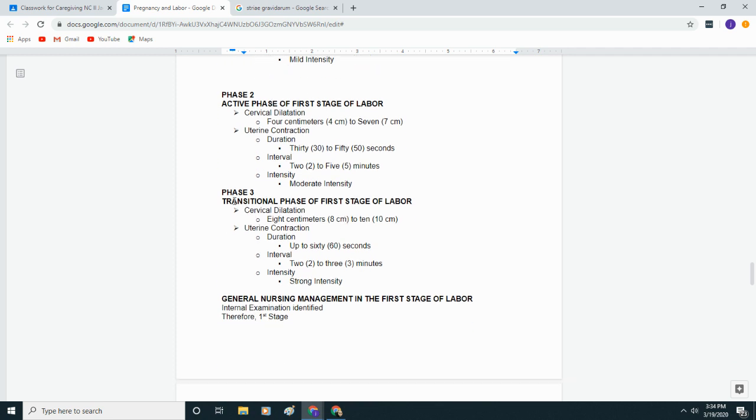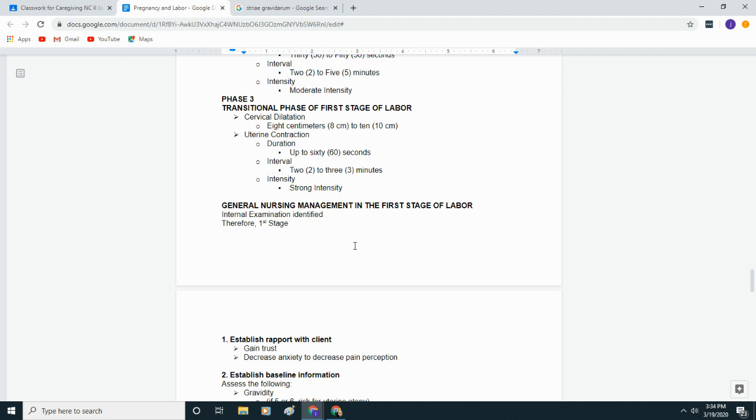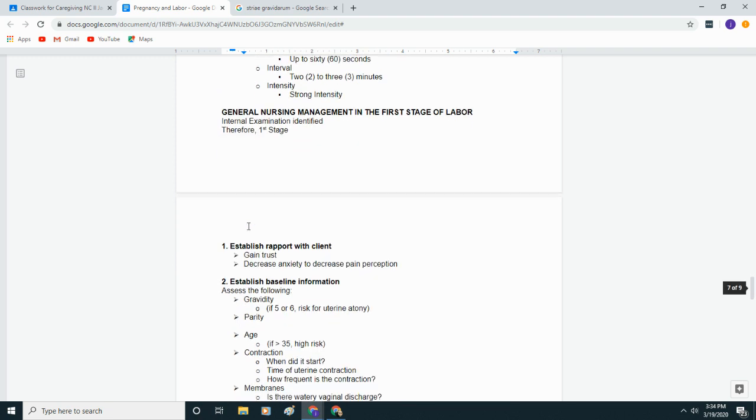For the third phase of our contraction, the transitional phase, 8 to 10 centimeters, ibig sabihin, palabas na si baby. Okay? So, duration, the contraction lasts for 60 seconds or 1 minute, then 2 to 3 minutes ang interval, and very painful and strong intensity ang contraction. Okay? What do you need to remember?